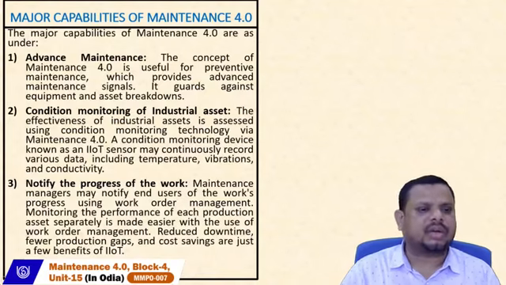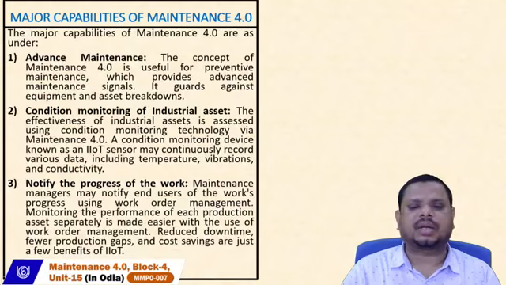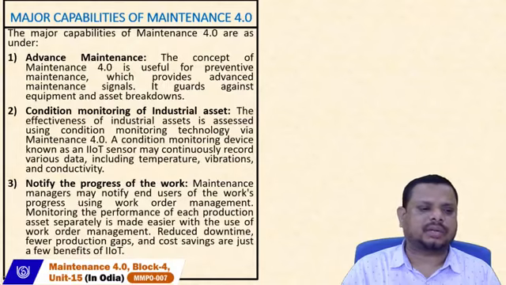The second one we have is condition monitoring of industrial assets. The effectiveness of an industrial asset is assessed using condition monitoring technology via maintenance 4.0. Condition monitoring devices, known as IoT sensors, may continuously record various data including temperature, vibrations, and conductivity, that is, thermal conductivities.